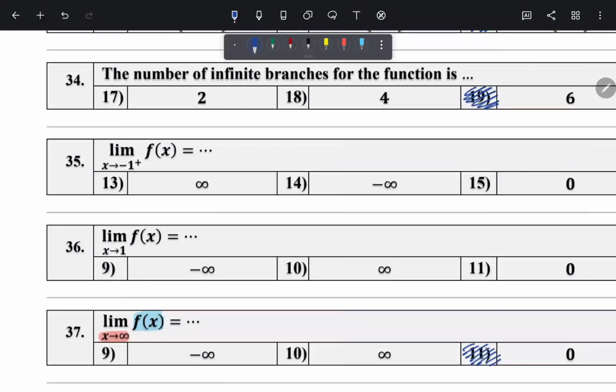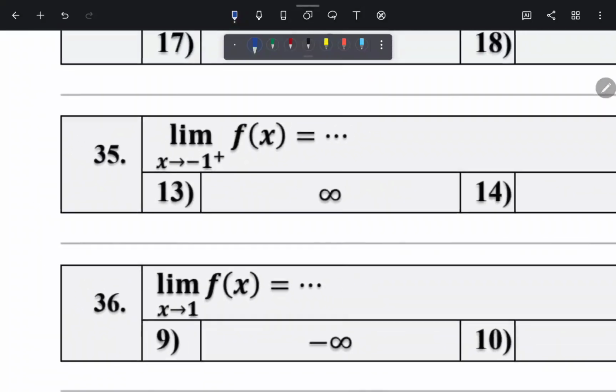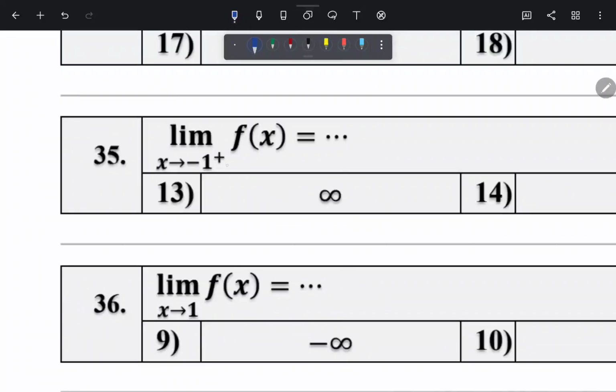Right. Look at this one. Limit x approaches negative 1 and there is a positive at the power. I'll come back to that. Look at this positive at the power. This is how we read it. We say from the right. And if it were negative at the power, we say from the left. What do we mean from the right? Look at this sign, we usually use it when we have gaps.